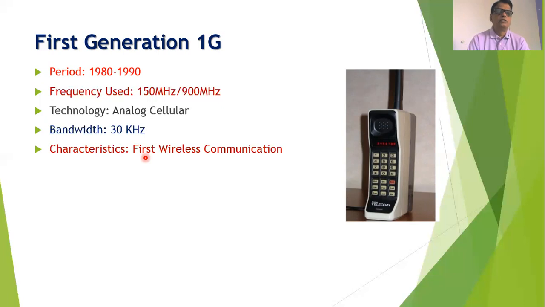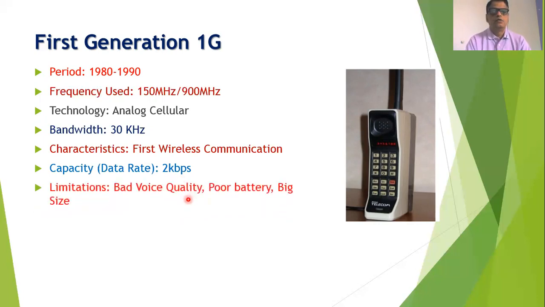Now, this is the first kind of wireless communication technology, because earlier to this, we did not have any wireless communication. So the first generation mobile phones were the first wireless communication technology. The capacity or speed of the network was much less, only up to 2 kilobits per second. So this is a very low speed. Because of this low speed, internet access was not possible in the 1G mobile phone, so mostly this service was used for voice communication.